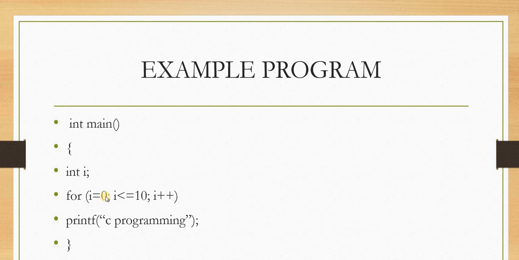Let me show the working process. Now, i value is 0. It is checking the condition whether it is less than 10. Yes, it is less than 10. So the line of code which should be executed for this loop is executed. That is, here only a single line is going to print the words C programming. After finishing this work, i value is incremented by 1.